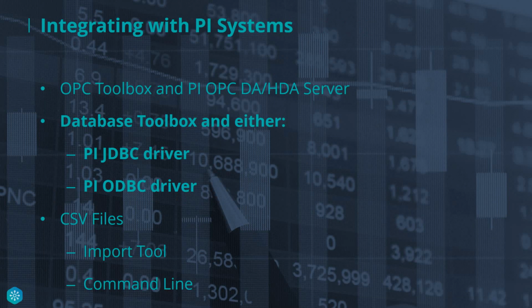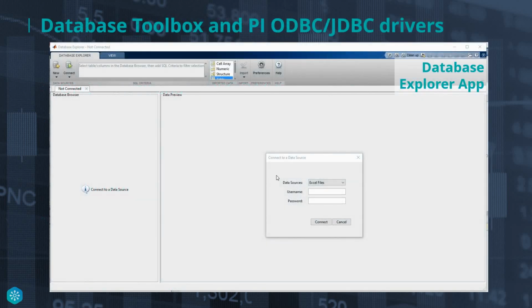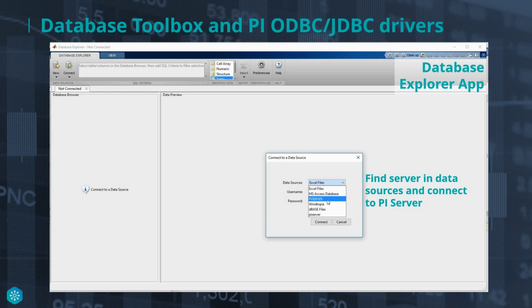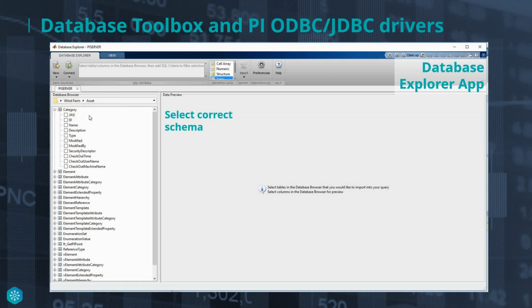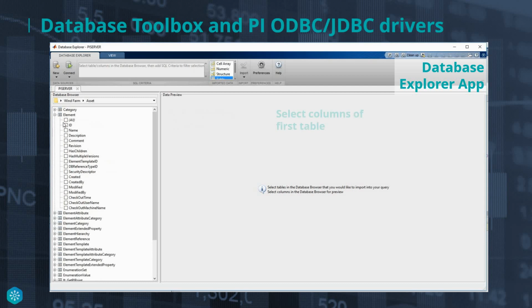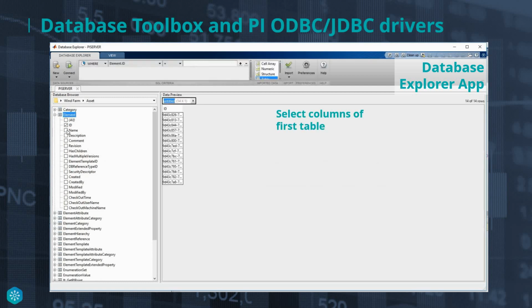If we have a look at our second mode of integrating with PI systems, that of the Database Toolbox, we can use either the PI JDBC or PI ODBC driver to connect using MATLAB. In this example, we are using the Database Explorer app, which is an interactive environment for database exploration. The first thing we need to do is locate the correct catalog and schema that we're interested in. We can select the various tables and columns that we're interested in without having detailed knowledge of SQL.